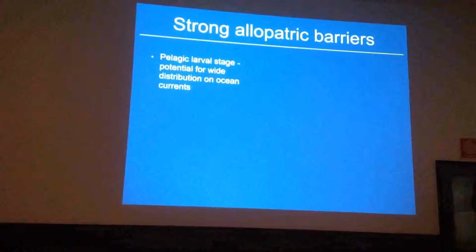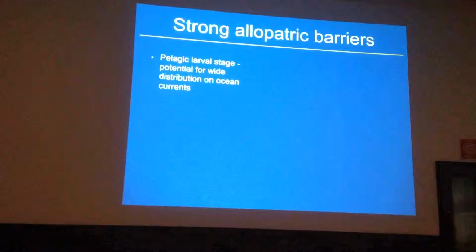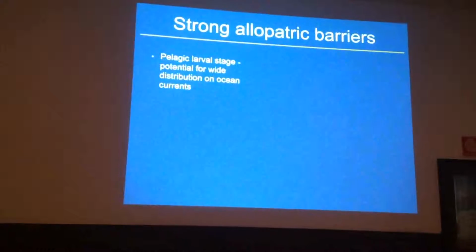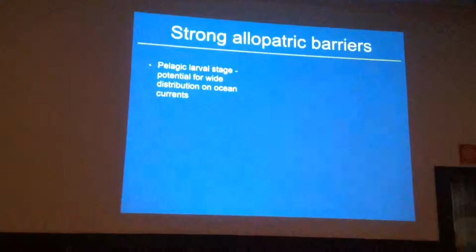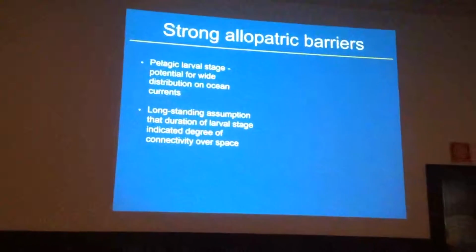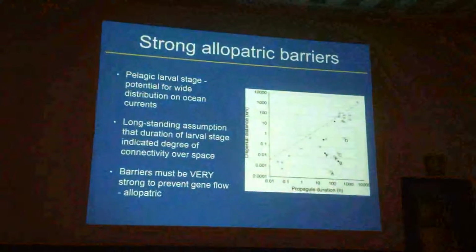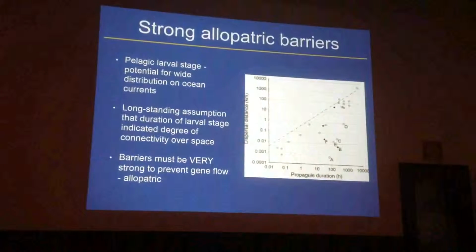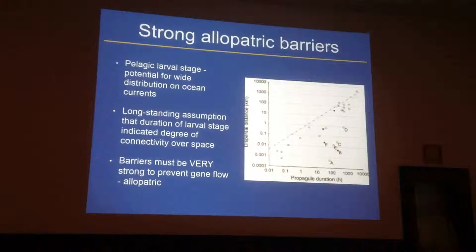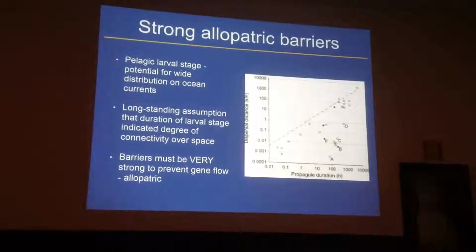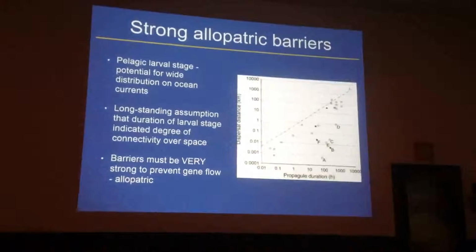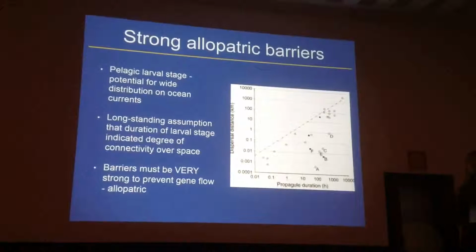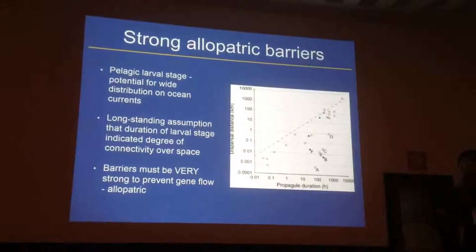So most marine organisms have a planktonic larval stage. So even if they're benthic or sessile as adults, there's still potential for very wide distribution over a large geographic distance on ocean currents. So the long-standing assumption is that the duration of the larval stage, so how long an organism spends in the water column, is a pretty good indicator of how far they can disperse, and hence a good predictor of the degree of connectivity, or the exchange of genes in individuals over geographic space. So under this paradigm, we must need very strong allopatric barriers to prevent gene flow.